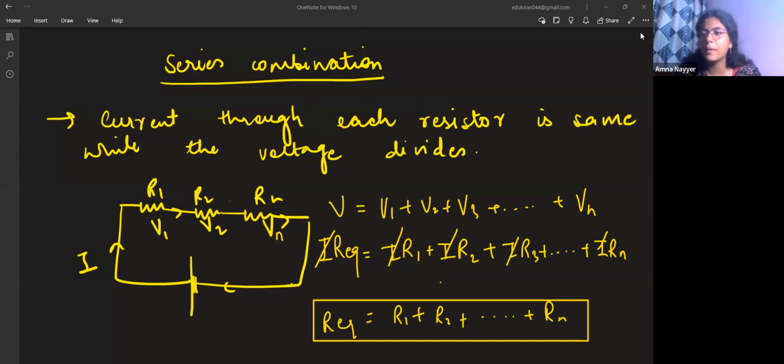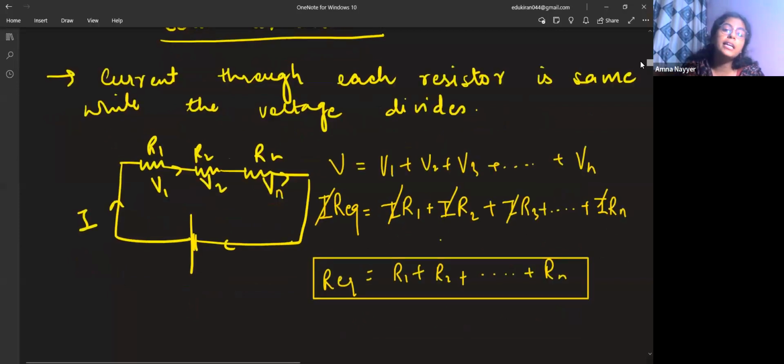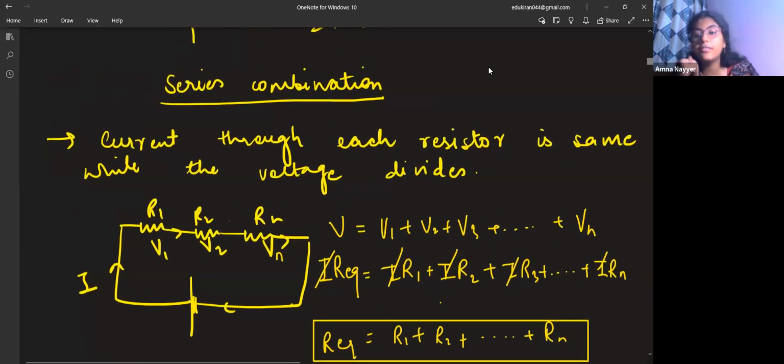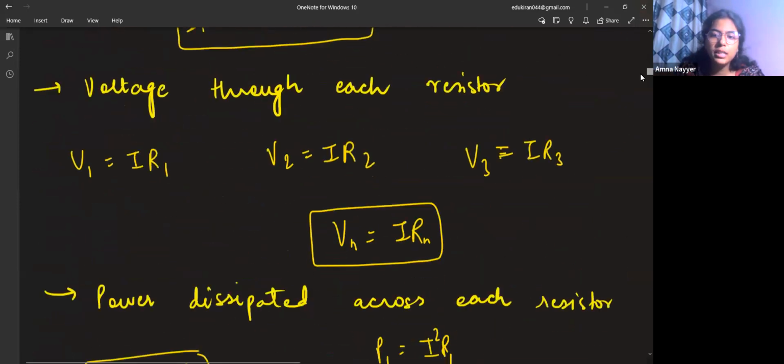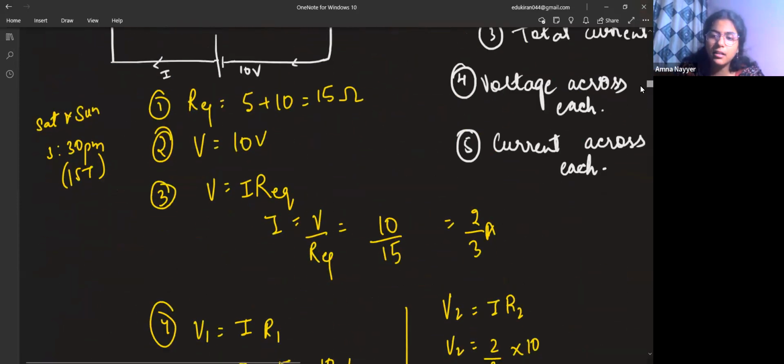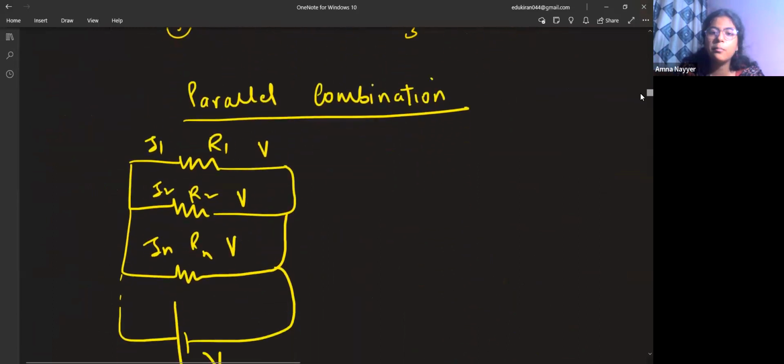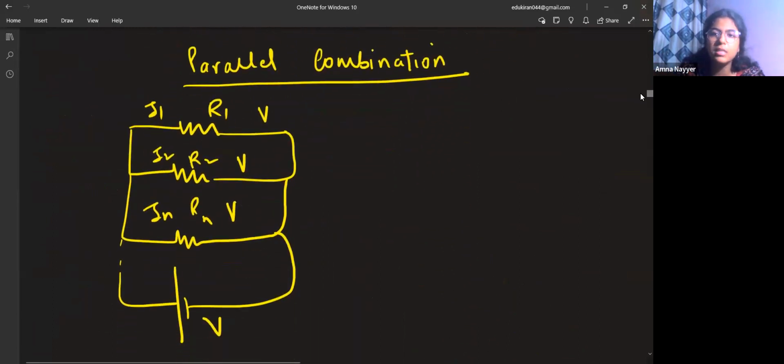One question we also practiced. To identify a series combination, one important thing we discussed was that current has to remain the same. If current is remaining the same, this is your series combination. If voltage remains the same, then we have a parallel connection. These were the things we discussed, and one question we also did. Now the parallel combination is left, then we'll practice certain circuits.